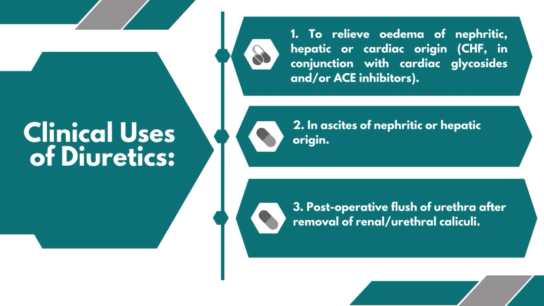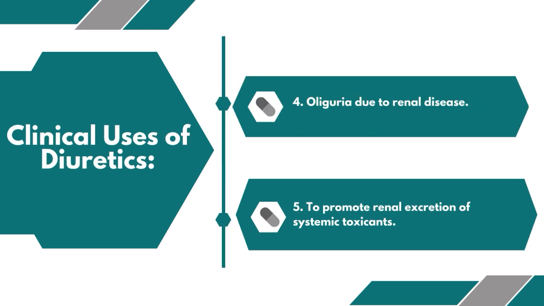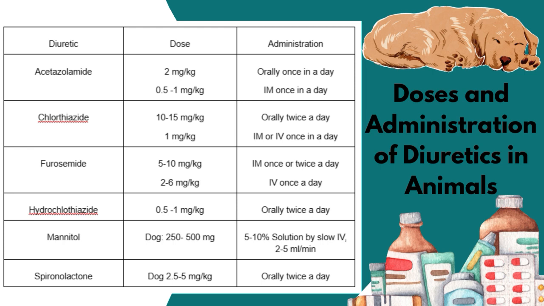These are the clinical uses of diuretics: to relieve edema of nephritic, hepatic, or cardiac origin, and ascites of nephritic or hepatic origin, in oliguria due to renal disease, to promote renal excretion of systemic toxicants, and in post-operative flush of urethra after removal of renal or urethral calculi. The table shows the doses and administration of diuretic drugs in animals.